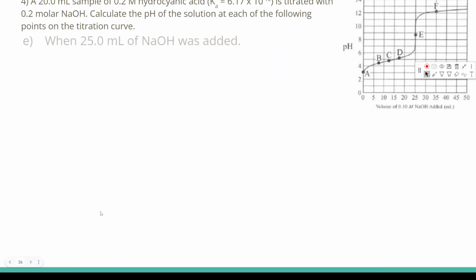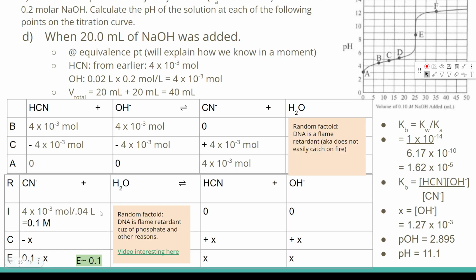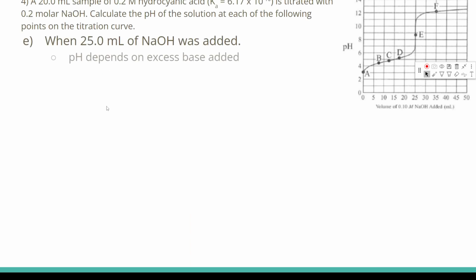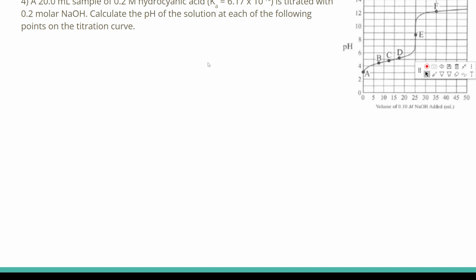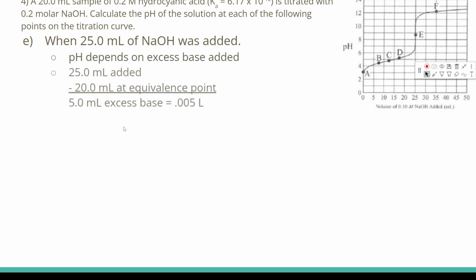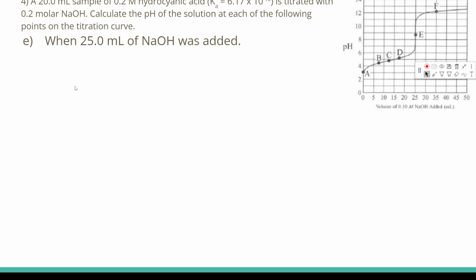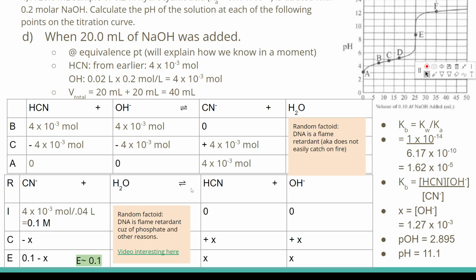Okay. When we're adding 25 mils, pH depends on the excess base, since we know we passed the equivalence point at this point. The equivalence point was 20 mils, because we literally saw it here. This is the equivalence point when we use up all of the weak acid.